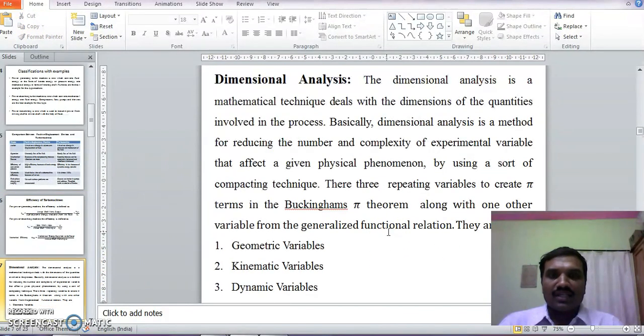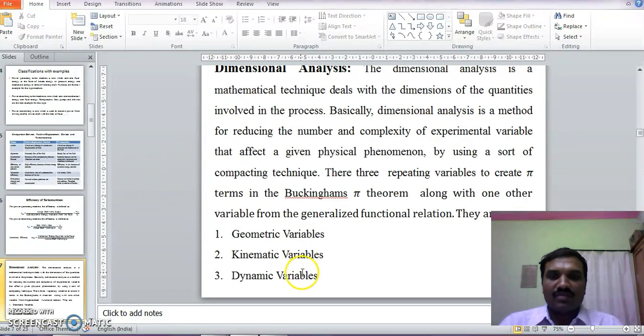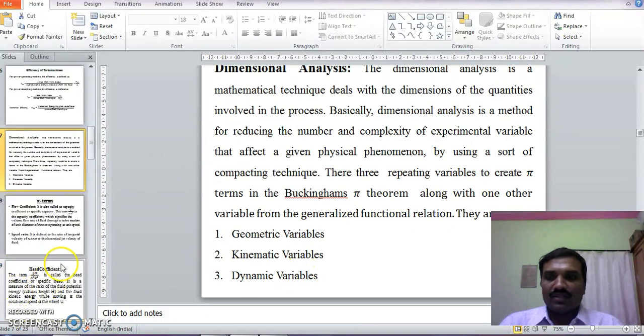Coming to dimensional analysis. Dimensional analysis is a mathematical technique that deals with the dimensions of the quantities involved in the process. Basically, dimensional analysis is a method of reducing the number and complexity of experimental variables that affect a physical phenomenon by using a sort of compacting technique. There are three repeating variables that create pi terms in the Buckingham pi theorem. These variables are geometric variables, kinetic variables, and dynamic variables.